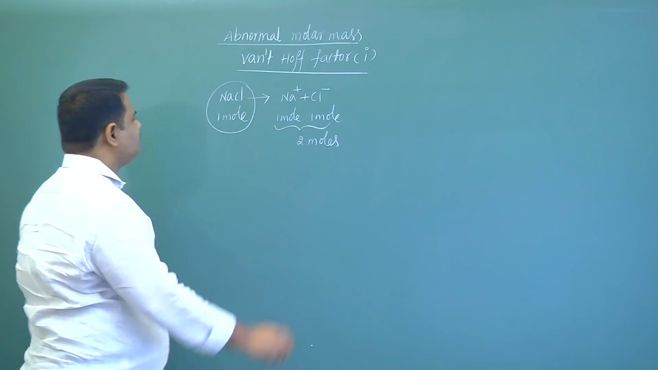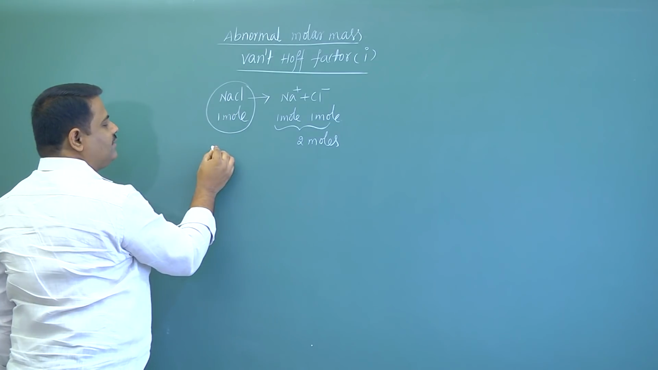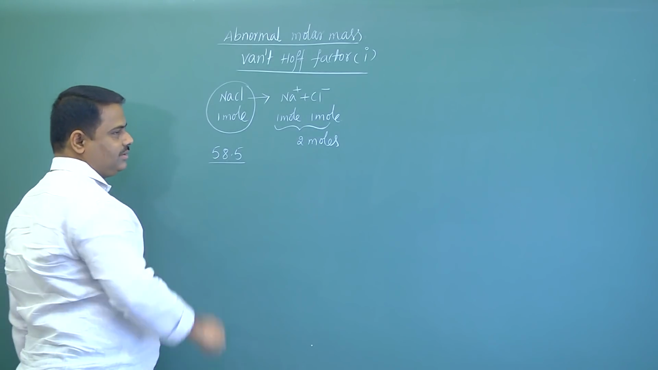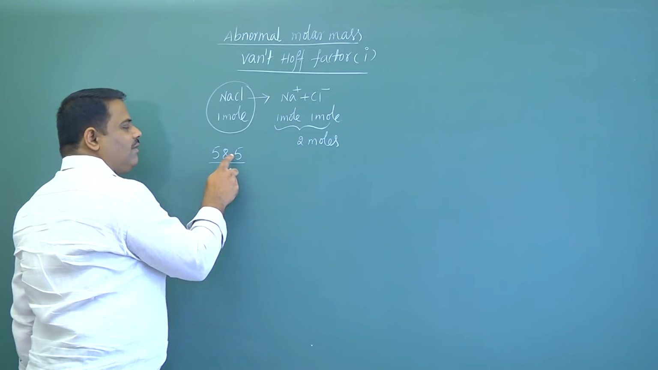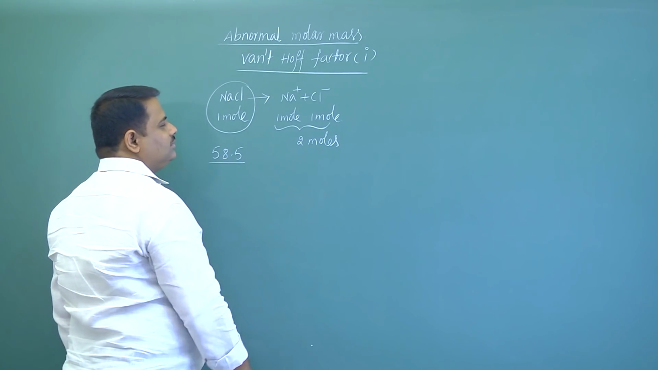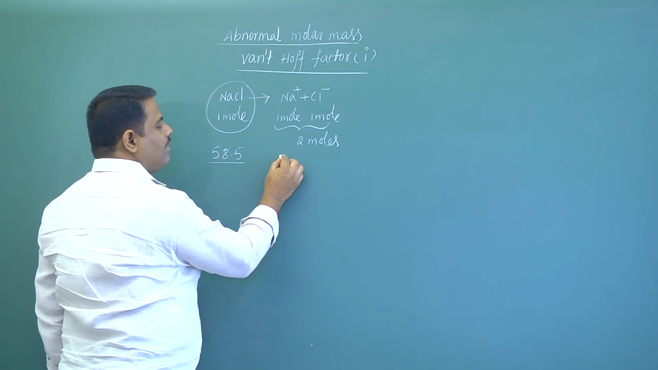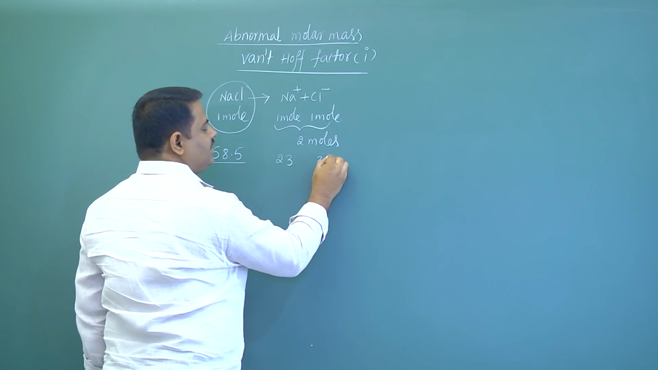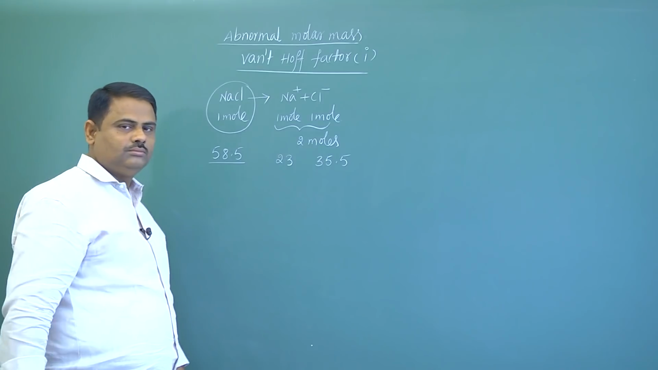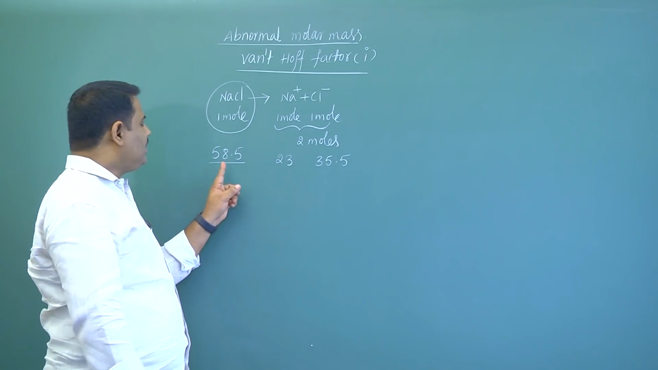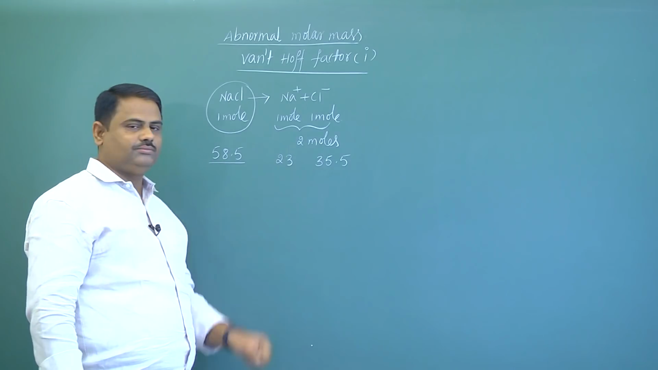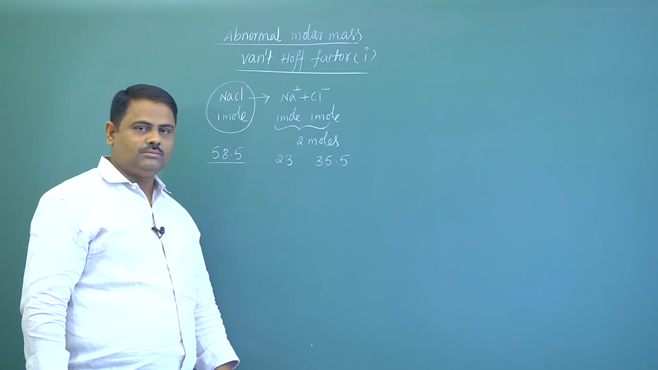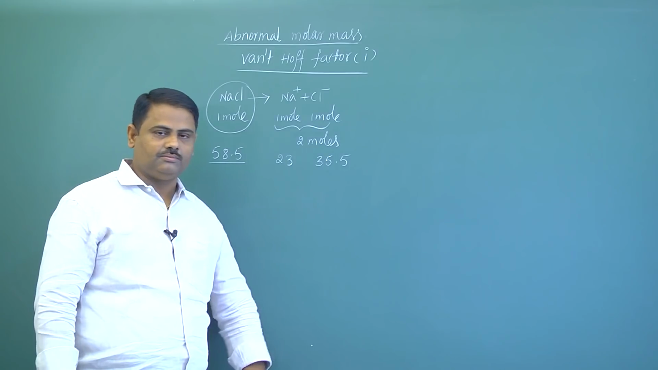Now, for example, molar mass of sodium chloride is 58.5, or you can say formula weight. After addition of NaCl to water, you are getting 2 particles here. Mass of first particle, that is sodium ion, is 23 and chloride ion is 35.5. That means during dissociation of sodium chloride, number of particles of solute increases, but molar mass decreases.